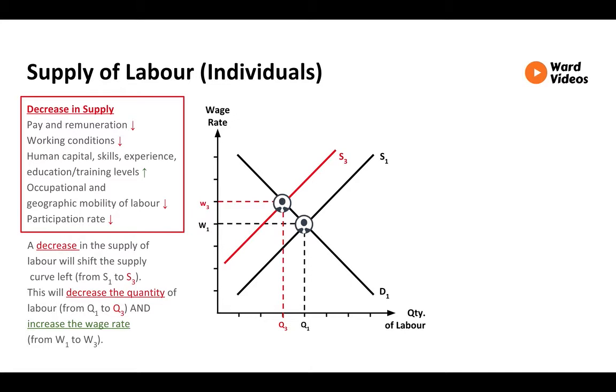Factors which will decrease the supply of labour are pay and remuneration decreases, working conditions decrease, human capital, skills and experience, educational training levels increase, occupation and geographical mobility of labour decreases, and the participation rate decreases.